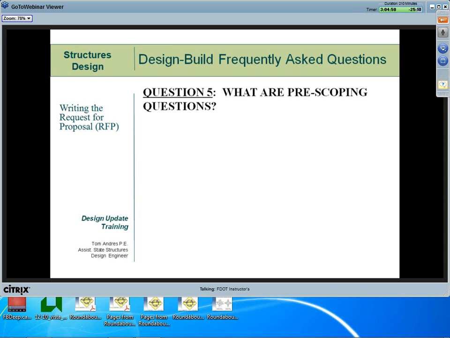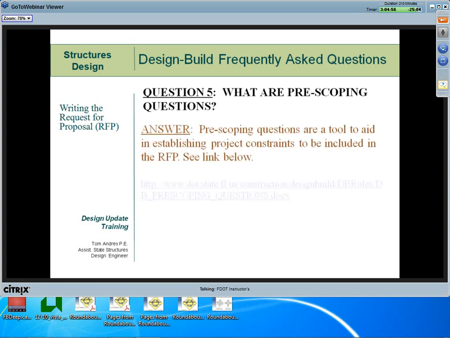Question number 5. What are pre-scoping questions? I covered this in my earlier presentation. Suffice it to say that pre-scoping questions are a tool to aid in establishing project constraints to be included in the RFP.